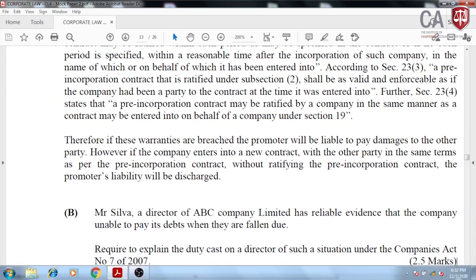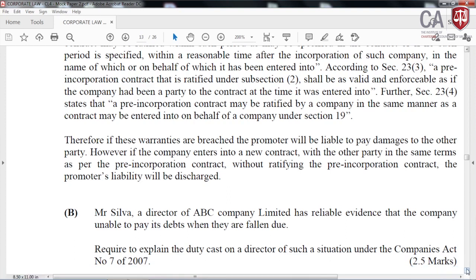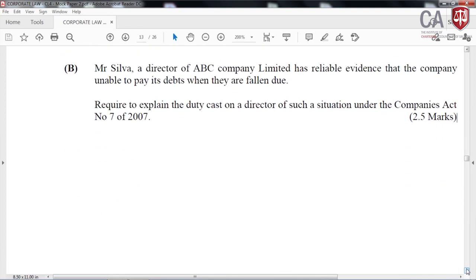Now, in this next question, it's a part B question that carries 2.5 marks out of 10 total marks for that question number 5. Now the question is, Mr. Silva, a director of ABC Company Limited, has reliable evidence that the company is unable to pay its debts when they have fallen due. You are required to explain the duty cast on a director in such a situation under the Companies Act number 7 of 2007.